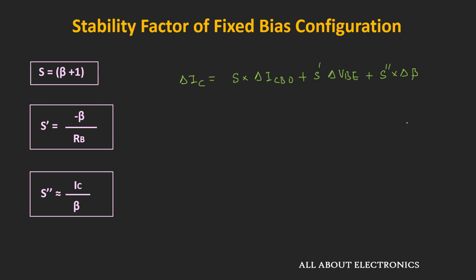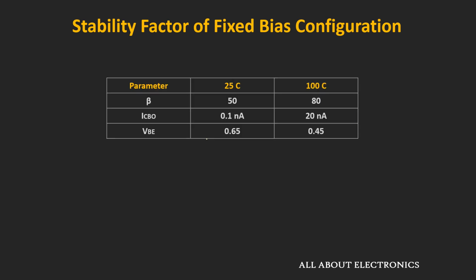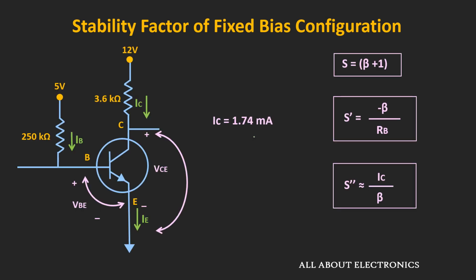And now let us see if there is any change in the temperature, then how these factors can affect the collector current. So let's say we have the value of beta, the VBE and the ICBO at the two different temperatures. And with the given values of RB and the RC, the collector current IC in the fixed bias configuration is equal to 1.74 milliampere. And now if the same circuit is operating at the 100 degree centigrade, then let us find out the change in the collector current due to the change in all these parameters.